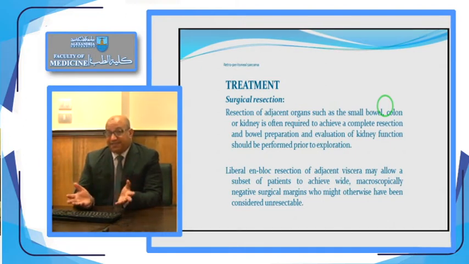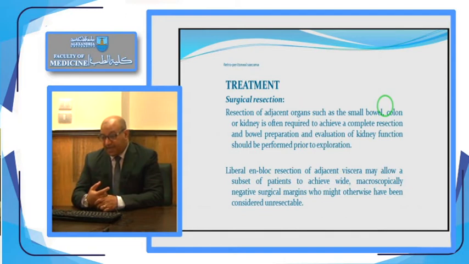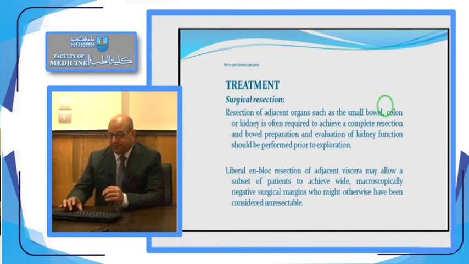To allow complete surgical resection with adequate margin, we have to resect adjacent organs. Resection of the small bowel, the colon, or kidneys is often required to achieve a complete resection, and bowel preparation and evaluation of kidney function should be performed prior to exploration. Liberal en bloc resection of adjacent viscera may allow a subset of patients to achieve wide macroscopically negative surgical margins who might otherwise have been considered unresectable.